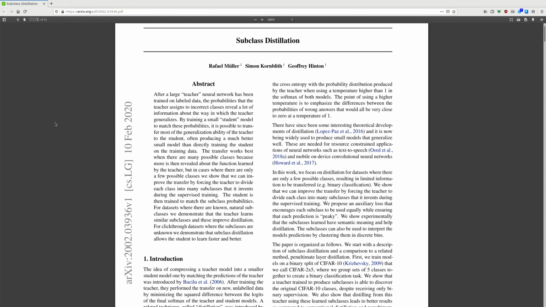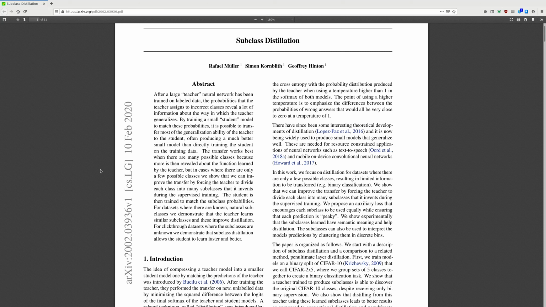The transfer works best when there are many possible classes because more is then revealed about the function learned by the teacher. But in cases where there are only a few possible classes, we show that we can improve transfer by forcing the teacher to divide each class into many subclasses that it invents during supervised training. The student is then trained to match subclass probabilities.